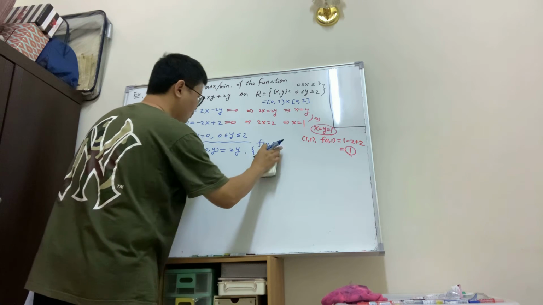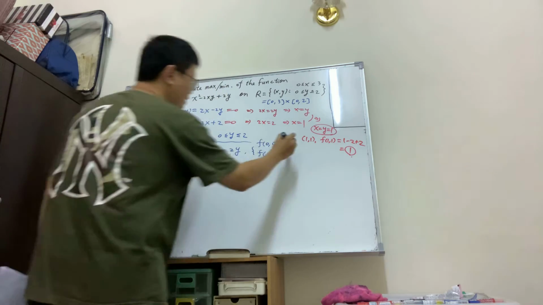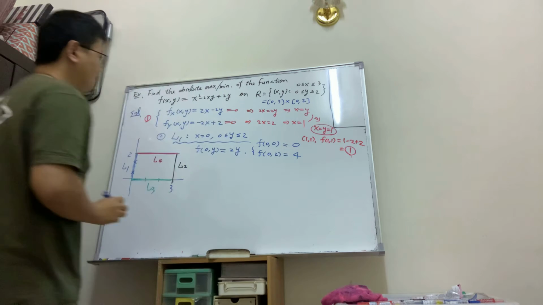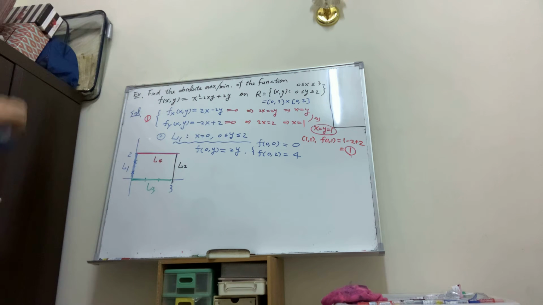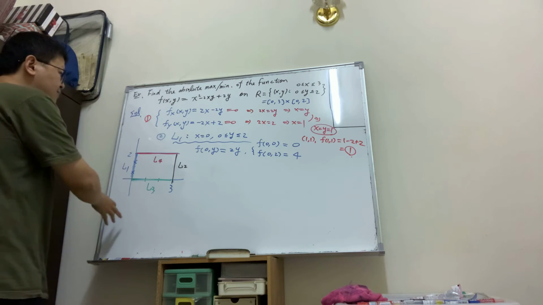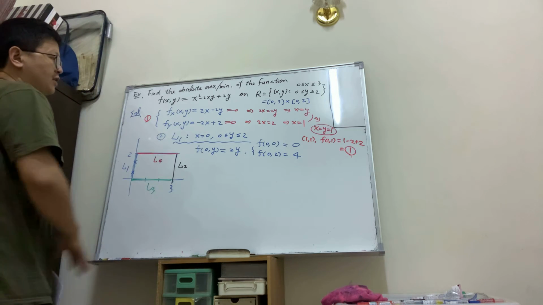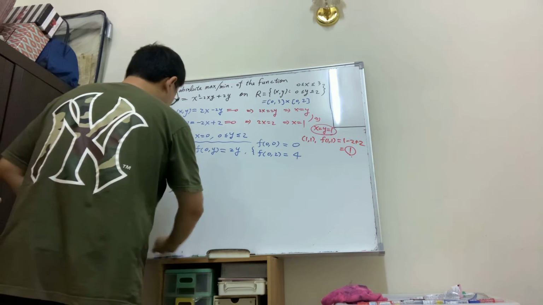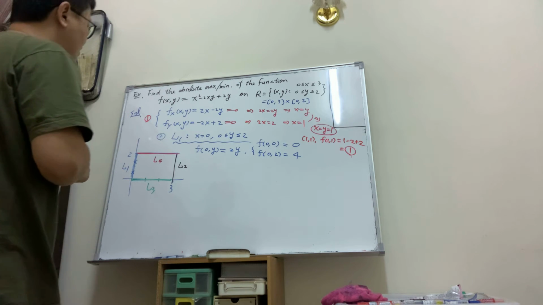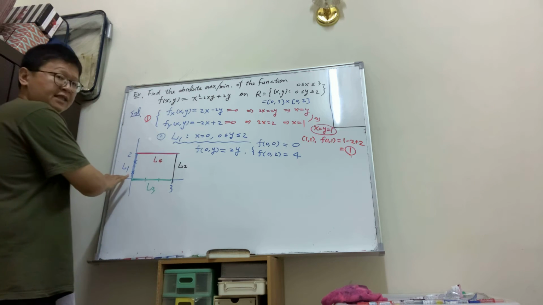So f of 0, 0 is 0. And f of 0, 2 is 2 times 2, which is 4. So in this line, in L1, its minimum is 0, and the maximum is 4. Okay, so later we should discuss all of them to figure out which one is the smallest one, which one is the largest one. And this is the case on L1.